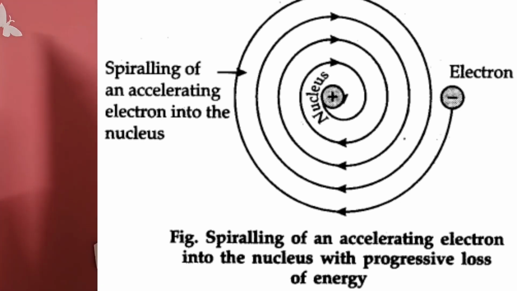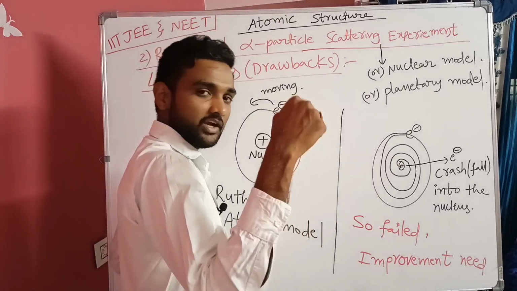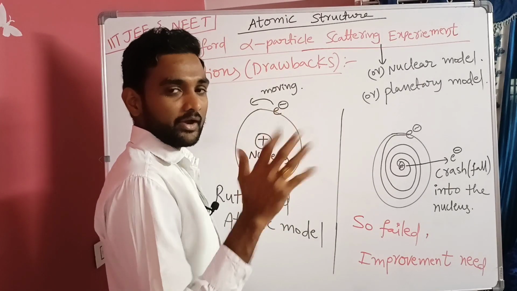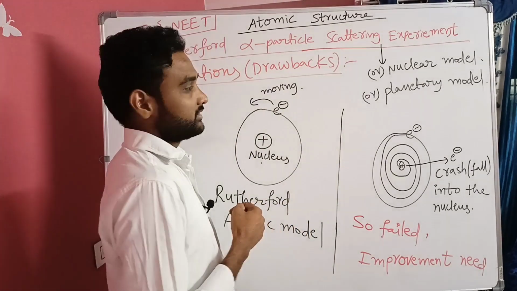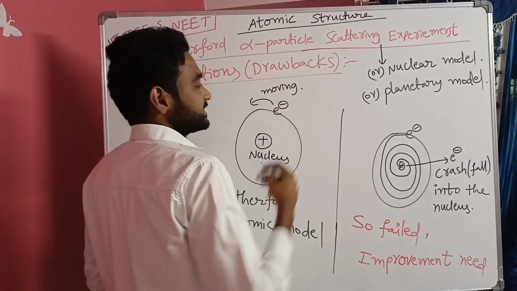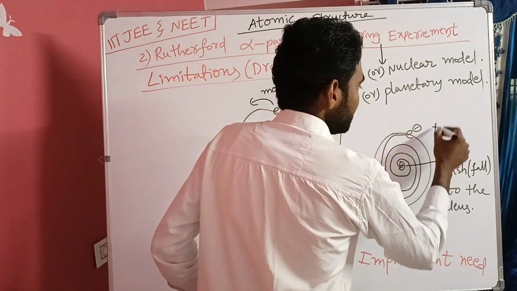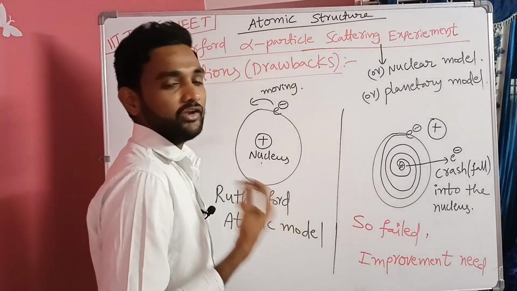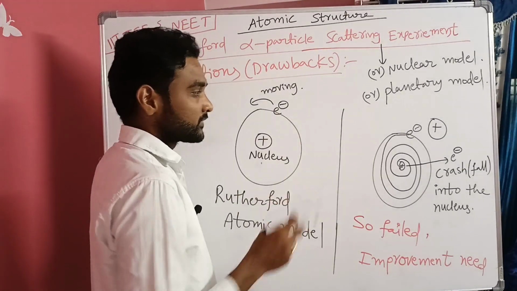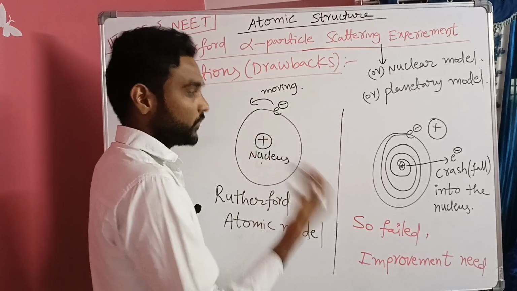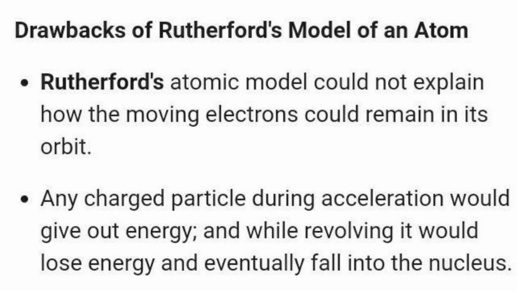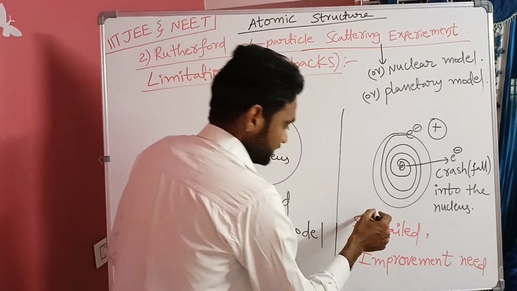If all the electrons crash into the nucleus, then in the atom there would be no electrons, only positive charge. Then according to his theory, the atom would acquire positive charge because there are no electrons. But we know very well that the atom is electrically neutral. So because of this, we can say his theory failed. Rutherford was unable to explain the stability of the atom. It is the major limitation of Rutherford. Remember.